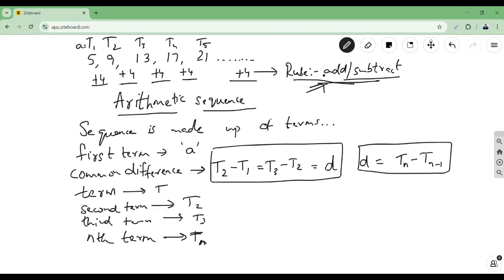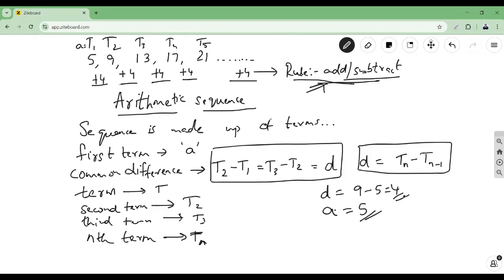That means here the rule might be adding 4. But if you see the common difference, D will be 9 minus 5. That will be 4. Plus 4. That's the same thing that we have found here. So common difference will be this. And in the particular sequence that we see there, A is nothing but 5. What is the meaning? We're starting the sequence with 5 and having a rule of addition of 4. Then you will get this sequence.